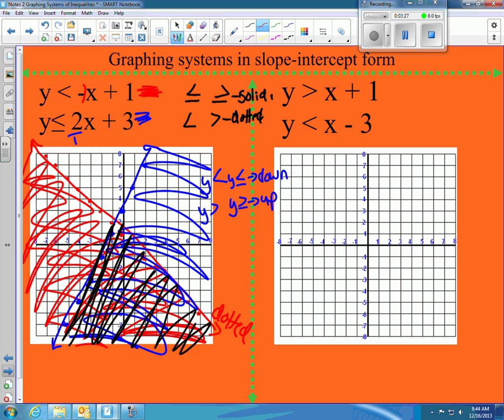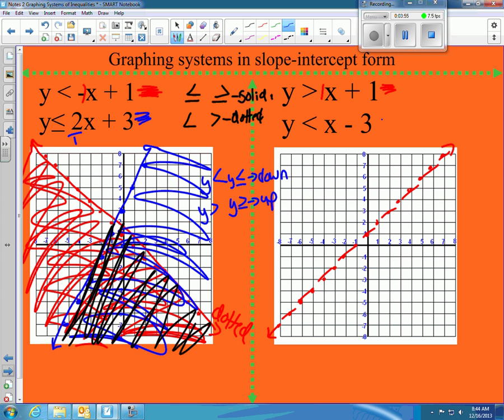I'm going to again graph my first one in red. So I have a y-intercept of 1. Here my slope is a positive 1, so I'm going to go up 1 and over 1 until I have filled my graph in both directions. Now we'll go ahead and look at that. Is it solid or dotted? This one is going to be a dotted line. So again, you can draw it dotted or you can write dotted.